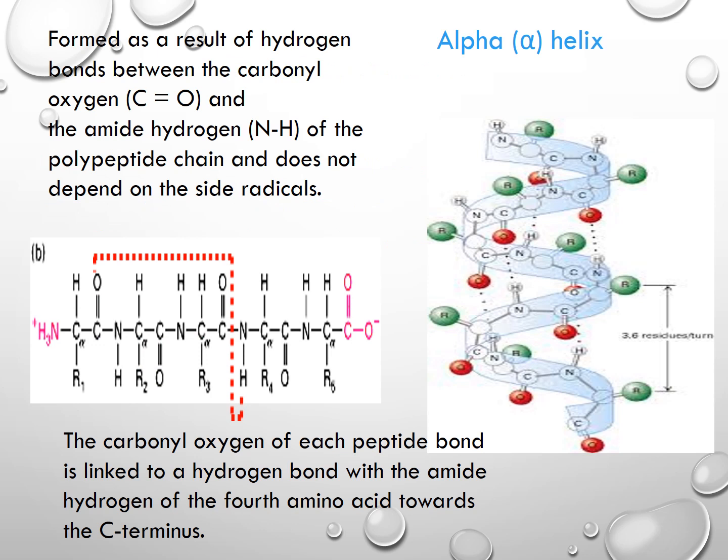Actually, the most important type of secondary structure of protein is the alpha helix. Alpha helix is present in almost all proteins. Alpha helix is formed as a result of hydrogen bonds between the carbonyl oxygen and the amide hydrogen of the polypeptide chain and doesn't depend on the side radicals. The carbonyl oxygen of each peptide bond is linked by a hydrogen bond with the amide hydrogen of the fourth amino acid towards the C terminal.